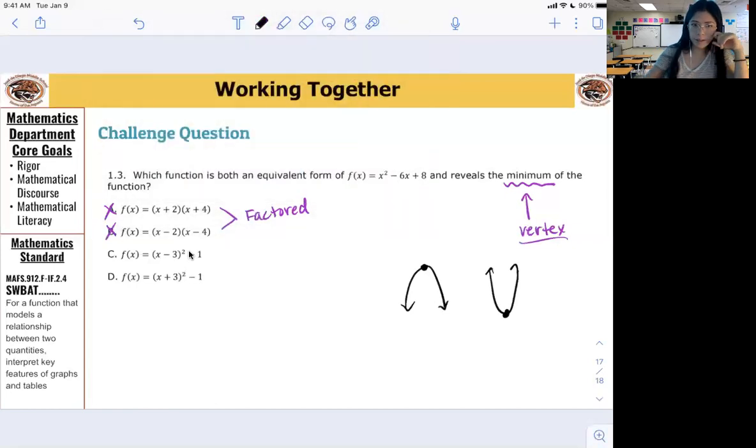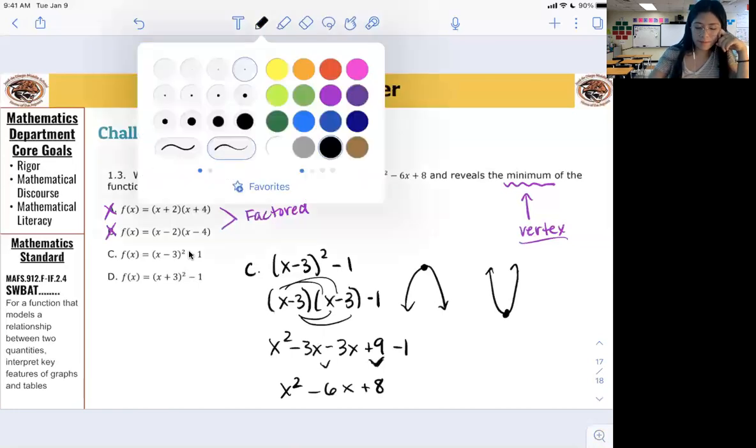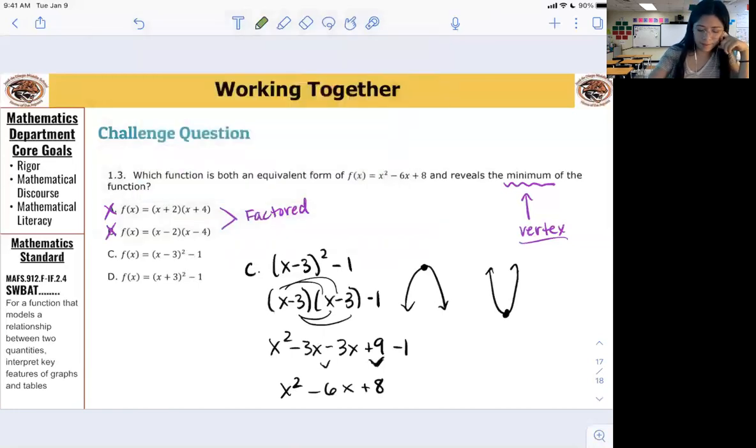So really quickly, I know we're almost out of time. I'll just do letter C. Okay, x minus 3 times x minus 3 times itself. We FOIL: x squared minus 3x minus 3x plus 9 minus 1. Combine like terms, x squared minus 6x. What's 9 minus 1? 9 minus 1 is 8. So is it C? Yes, it is C.